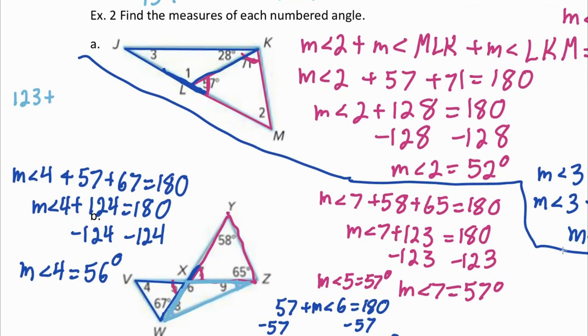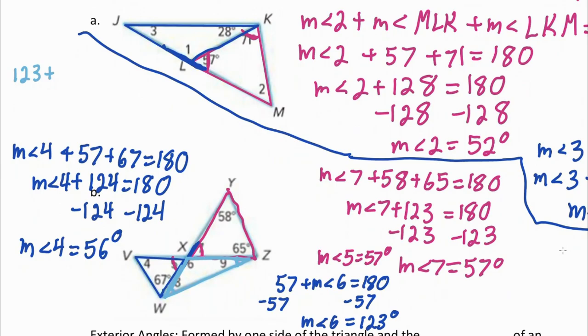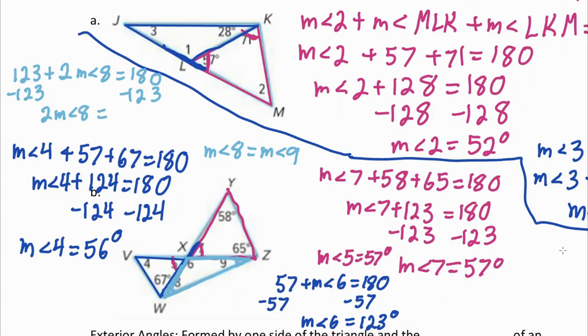So if the measure of angle 8 is equal to the measure of angle 9, they're the same thing. So we can say we have 2 times the measure of angle 8, and that's going to equal 180, right? Because we know that the measure of angle 8 is equal to the measure of angle 9. So we'd subtract 123 from both sides to get that 2 times the measure of angle 8 is equal to 57. And then we divide by 2. So we'd get that the measure of angle 8 is equal to 57 over 2 degrees, which again is also the same thing as the measure of angle 9.